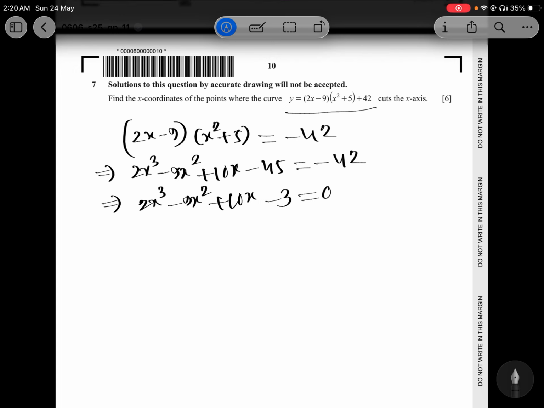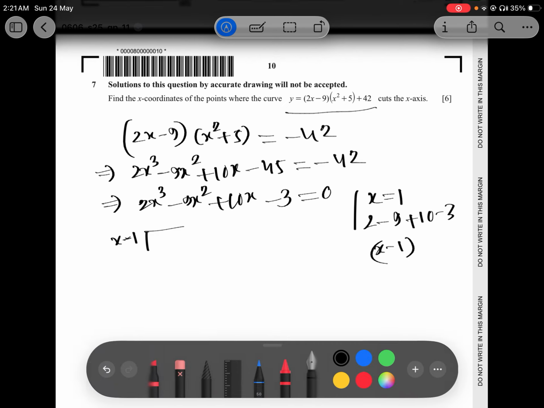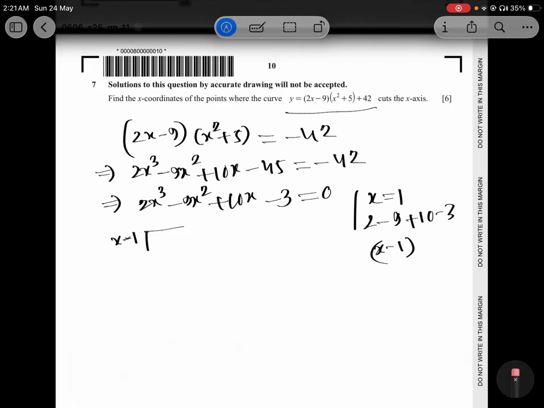So without using a calculator, let's input x values by trial and error. x is equal to 1. If I input x is equal to 1, it would become 2 minus 9 plus 10 minus 3. Yeah, matched. Oh my god, I'm super intelligent. Okay, so x minus 1 would become our first factor. Okay, I can use my own mantra, right? So I don't have to go to the long division because I'm not that stupid.